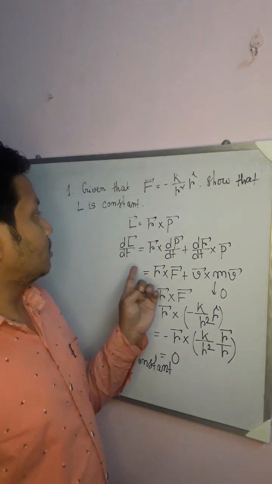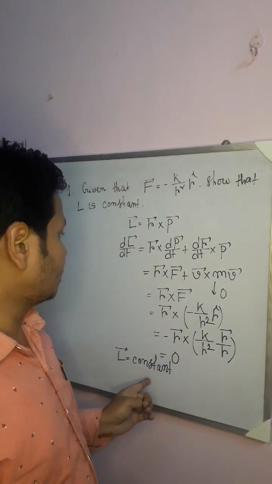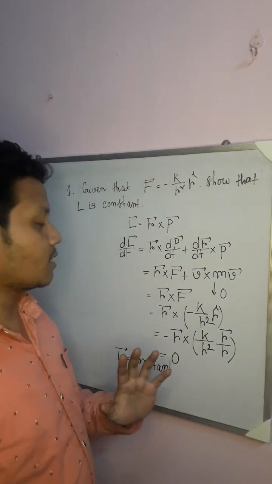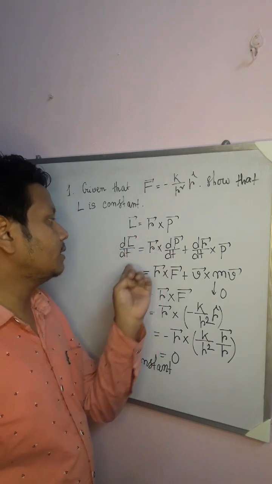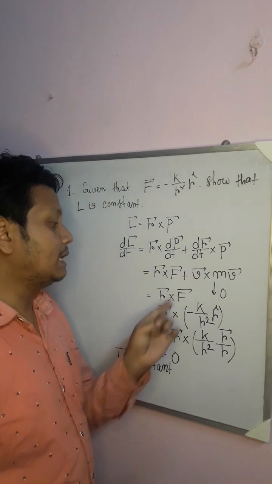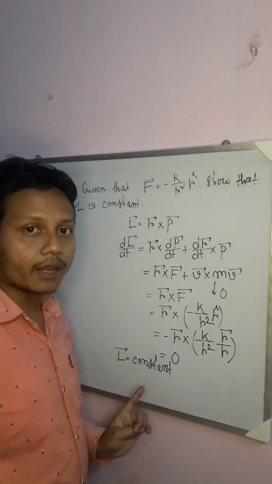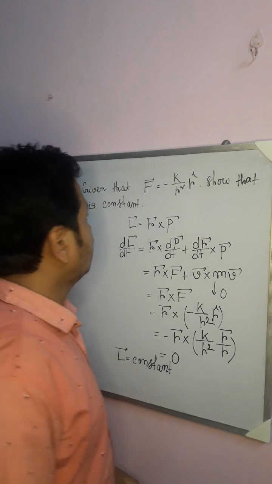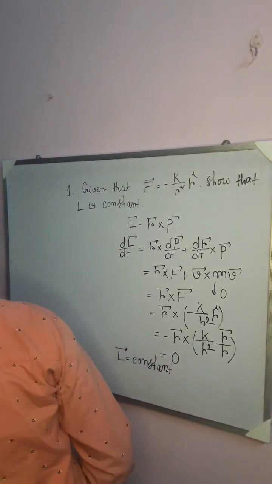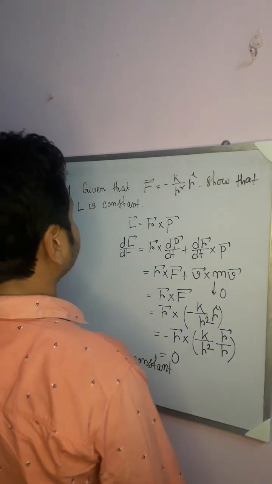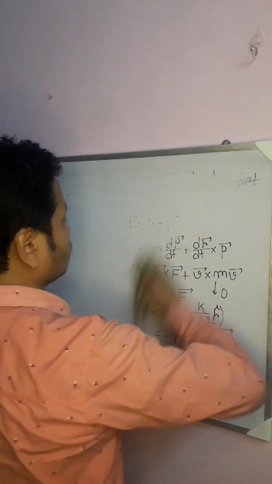So we have seen that for this particular problem the angular momentum remains constant. So this is our numerical. Just simply write the expression of L, then differentiate with respect to t, then substitute the values and rearrange, and we can get the result. So this is the first numerical of today's lecture. Let us move to the second numerical of today's lecture.